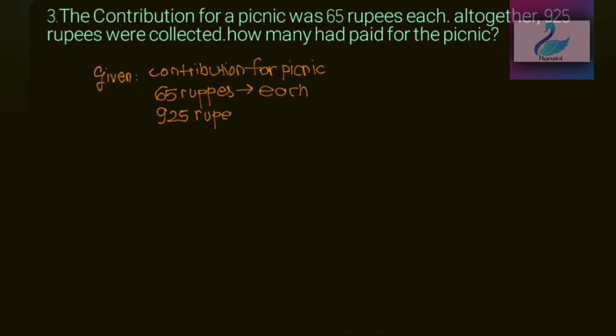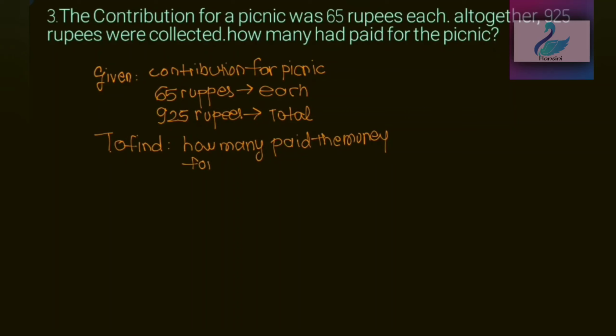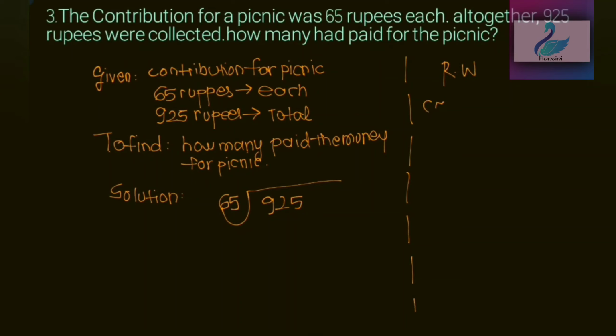So we will write the given: contribution for picnic is 65 rupees each, and you have to find out how many have paid. That means it is the quotient. So contribution for picnic is 65 rupees each and 925 rupees in total, to find how many people paid the money for the picnic. So here in the solution, 925 is greater and 65 is smaller. So 65 will be the divisor and 925 will be the dividend.